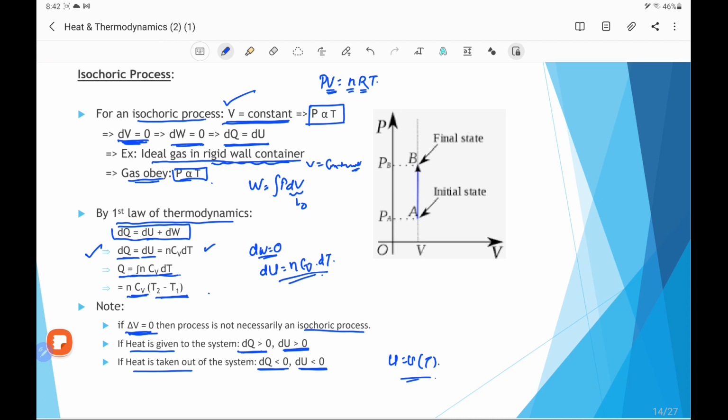If we see the indicator diagram, that is the PV diagram, the PV diagram for the isochoric process shows a vertical line parallel to the pressure axis. This line shows the volume is constant. Suppose A is the initial point and B is the final point. Then in this process the change in volume is 0, and hence work, the integral of P dV, will also be 0.